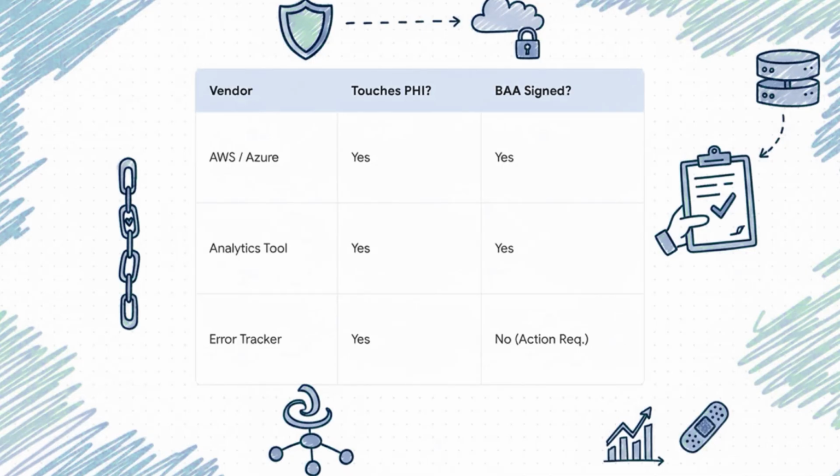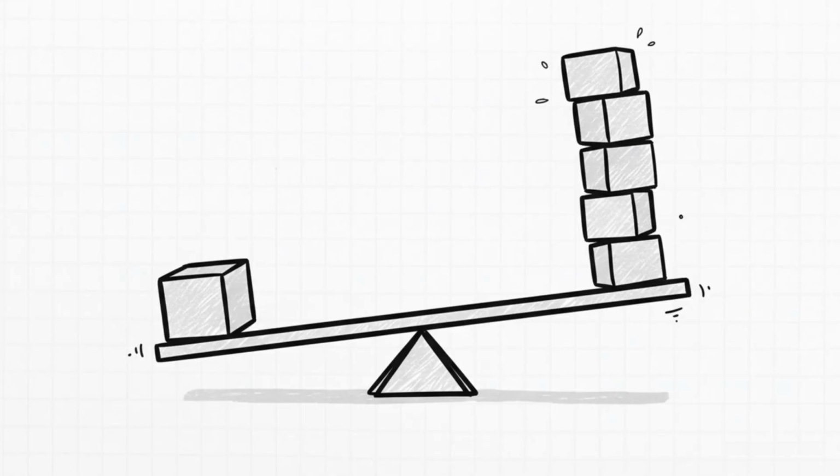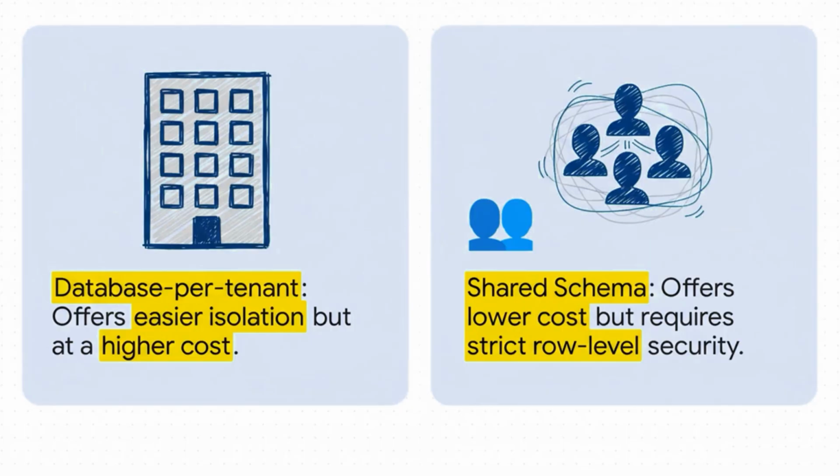And you know what? A simple matrix like this is a lifesaver for tracking who's compliant. All right, on to the tech. The big challenge here is balancing simplicity for now with scale for later. This is a huge decision. Do you want easier isolation that costs more, or save money with stricter security?